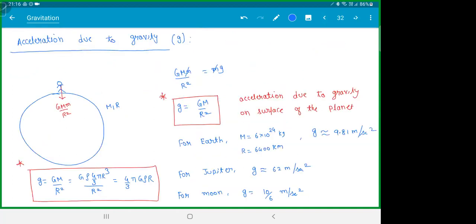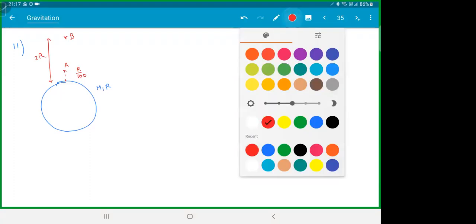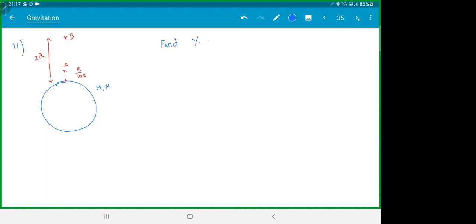Let's see a question, how they'll frame it. So let's say we have a planet here, mass M, radius R. So we have two points here. One is point A, whose height is R by 100. We have a point B, whose height is 2R. So basically find the percentage change in gravity. By what percentage did the gravity change at the height of, now be careful here, when someone says a height of, it means from the surface. Distance from center is different, height from the surface is different. R by 100 and 2R. Get this?